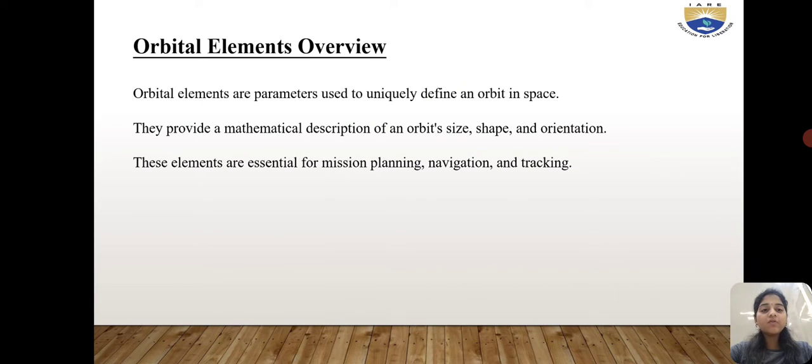Orbital elements overview. Orbital elements are parameters used to simplify and define an orbit in space. They provide a mathematical description of an orbit's size, shape, and orientation. These elements are essential for mission planning, navigation, and tracking.